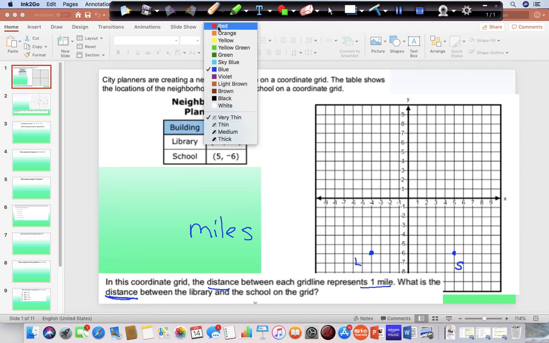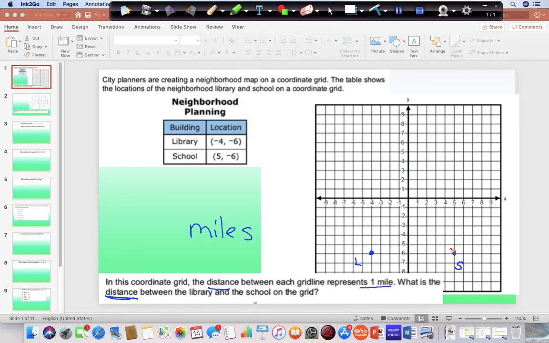So let's count the distance between the library and the school. I'm going to use jumps because that's what I like to do. Make sure that you are counting with each jump. So 1, 2, 3, 4, 5, 6, 7, 8, 9. So that's 9 jumps, and that represents 9 miles on this grid.